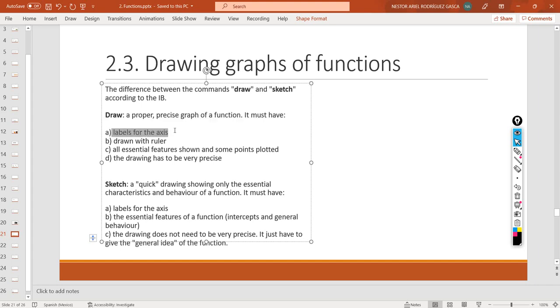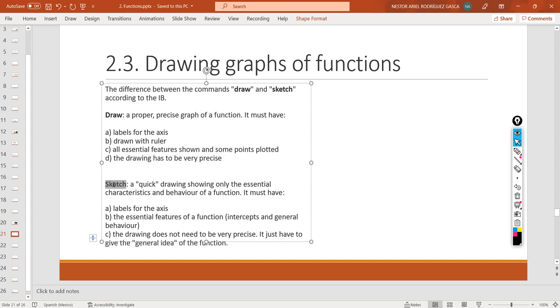It must have labels for the axes. It must be drawn with a ruler, so the lines that you make have to be straight. All the essential features of the function that you are drawing have to be shown, and some points have to be plotted. The main idea is that the whole drawing has to be very precise.